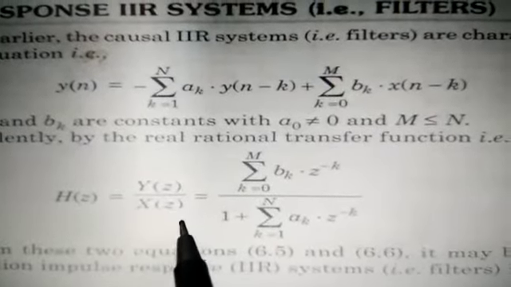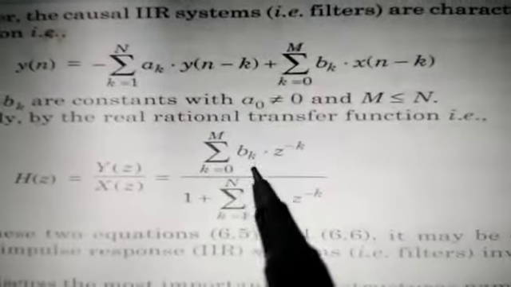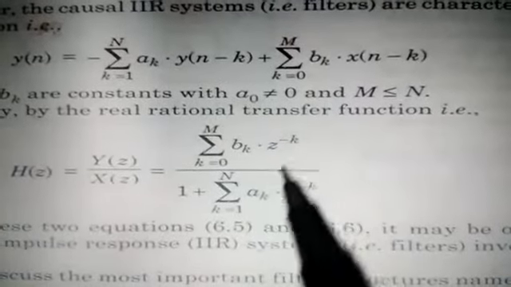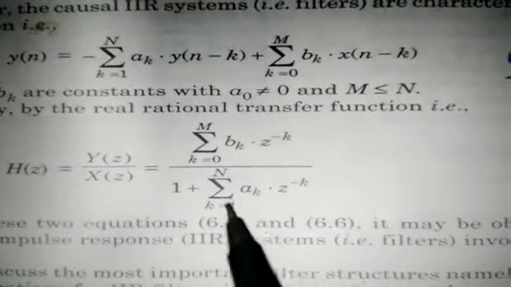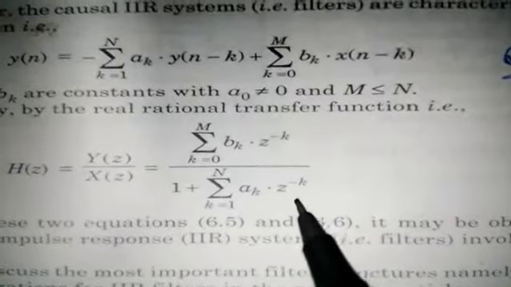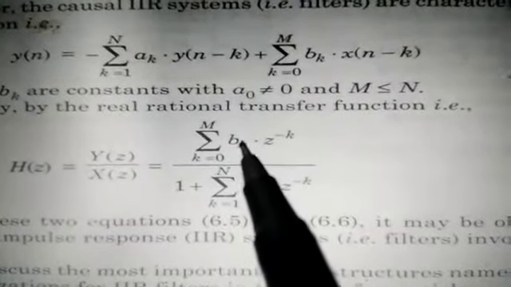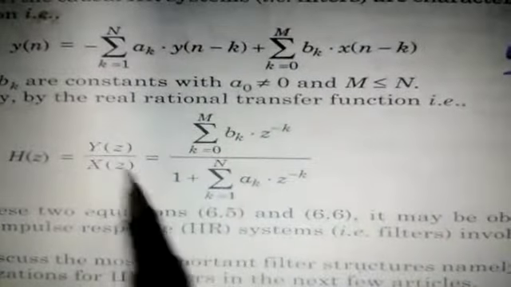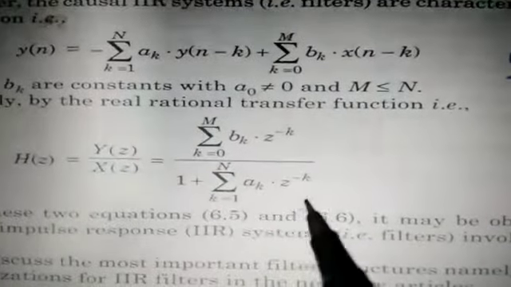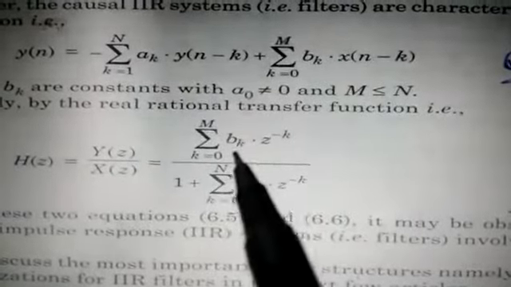H(z) is equal to Y(z) upon X(z), the summation k equal to 0 to M of b_k z to the power minus k upon 1 plus the summation k equal to 1 to N of a_k z to the power minus k. The numerator provides the zeros of the system, and the denominator provides the poles of the system. So this whole filter represents the IIR filter, while if the denominator term is left out and only the numerator term is considered, it is represented as an FIR filter. So this is the difference between the FIR and IIR filter.